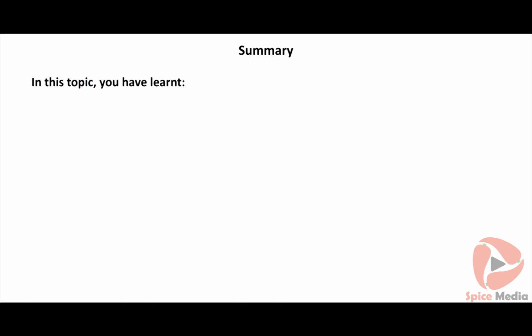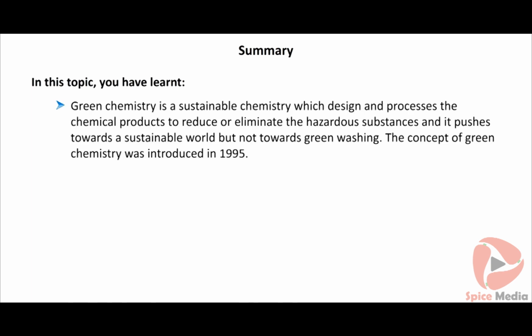In this topic, you have learned green chemistry is a sustainable chemistry which designs and processes the chemical products to reduce or eliminate the hazardous substances, and it pushes towards a sustainable world but not towards greenwashing. The concept of green chemistry was introduced in 1995.